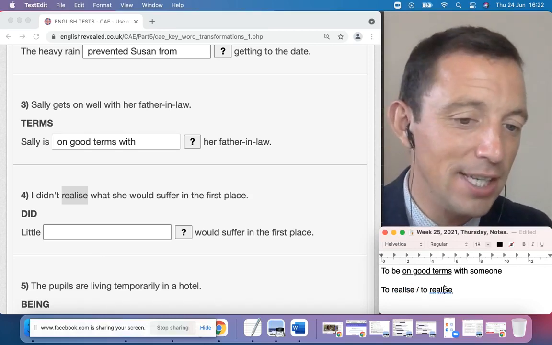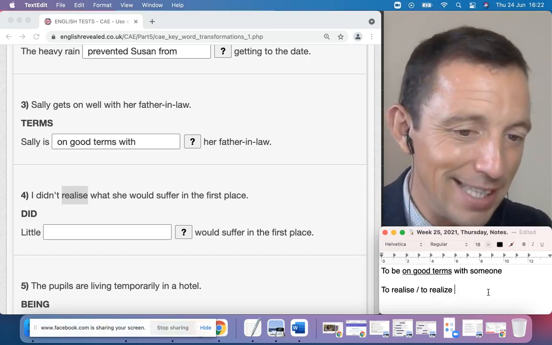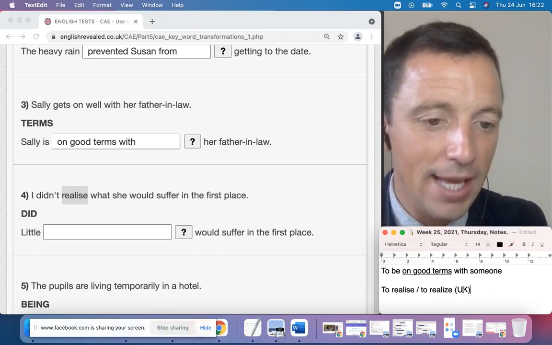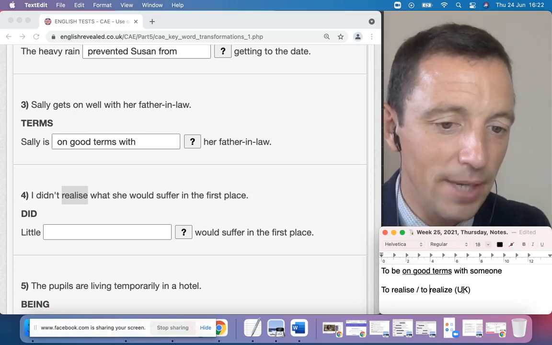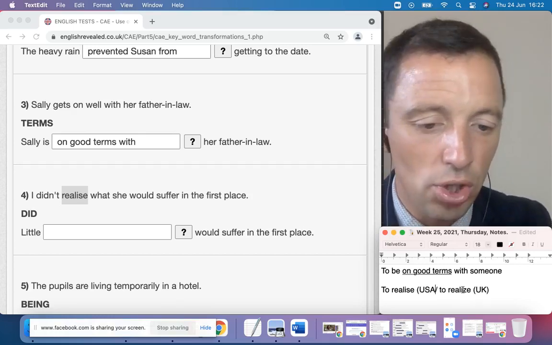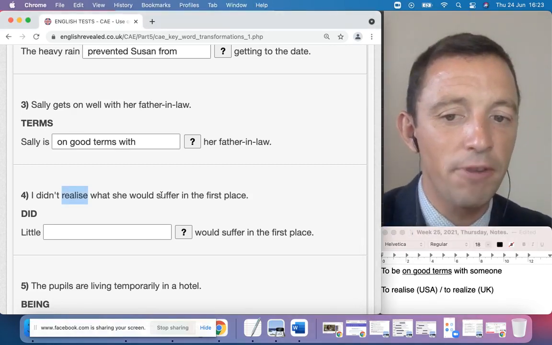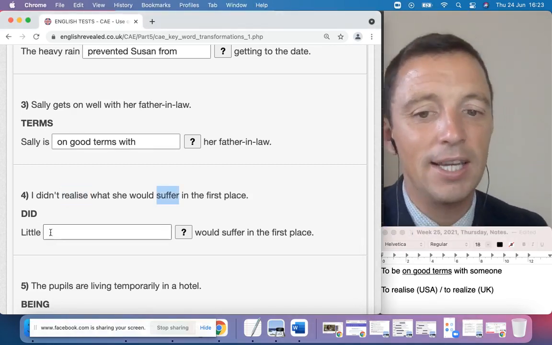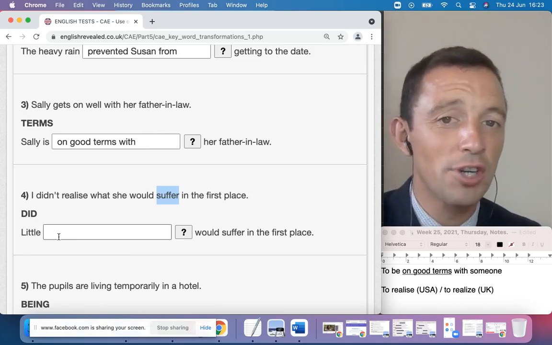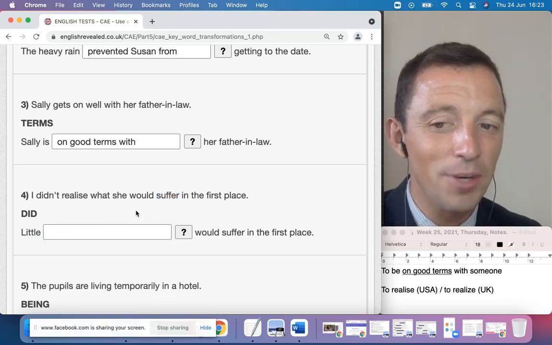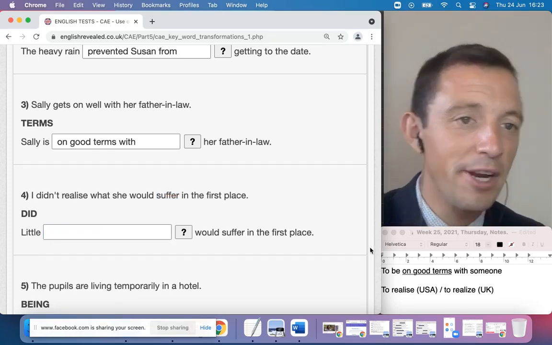Sorry, an S. So there is a difference. I think in the United Kingdom, it's a Z, but in the USA, it's more an S. I think that's the difference. Okay, so I didn't realize what she would suffer in the first place. This is a very fluent structure, and I think you either know it or you don't know it. Okay, so this is a structure, very, very good.